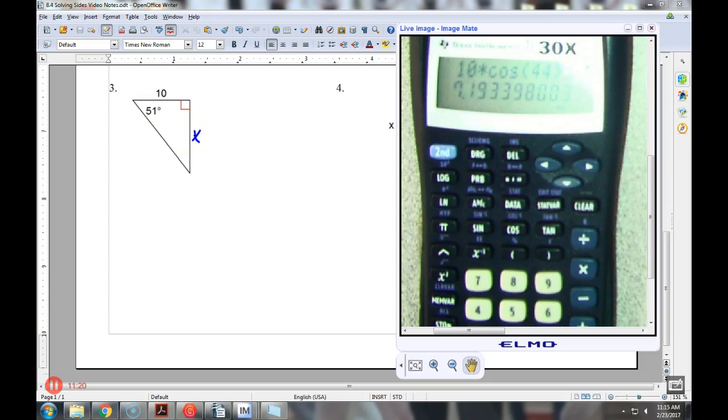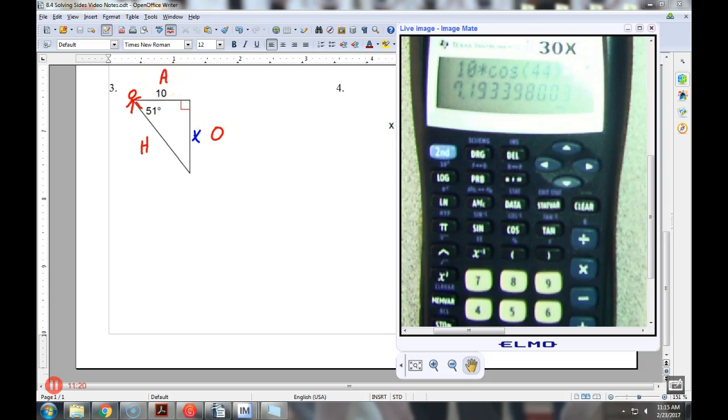The angle given is 51, so I put my guy on the angle given. So I'm standing here at 51. I label the hypotenuse because that's always across from the 90 degrees. I'm going to label opposite, so the opposite side is over here, and the adjacent leg is the leg right next to me or touching me.